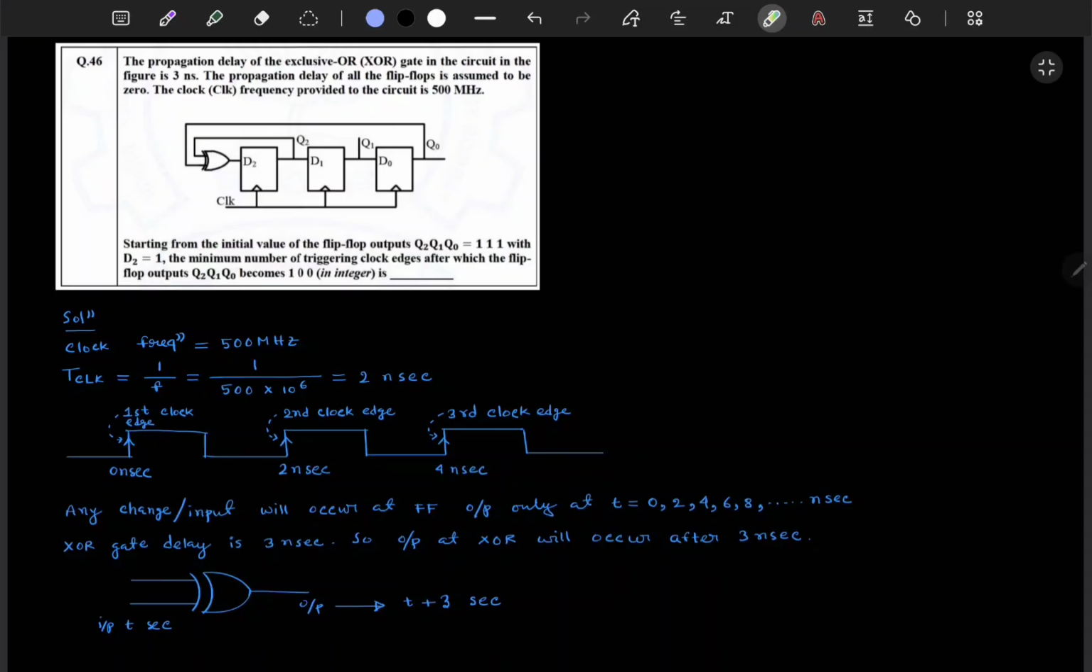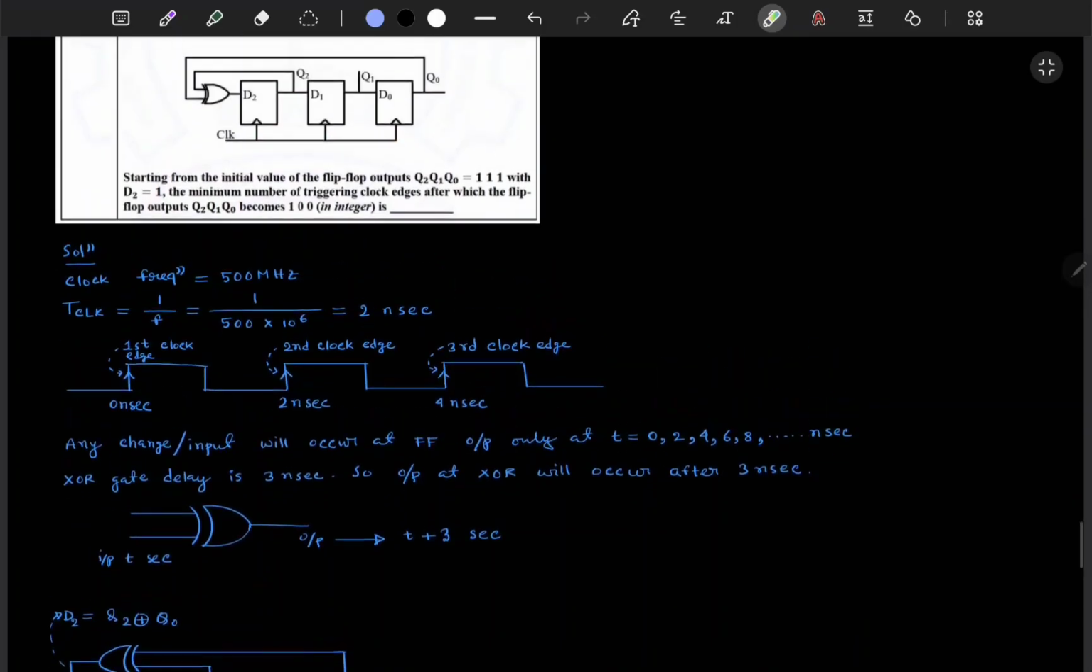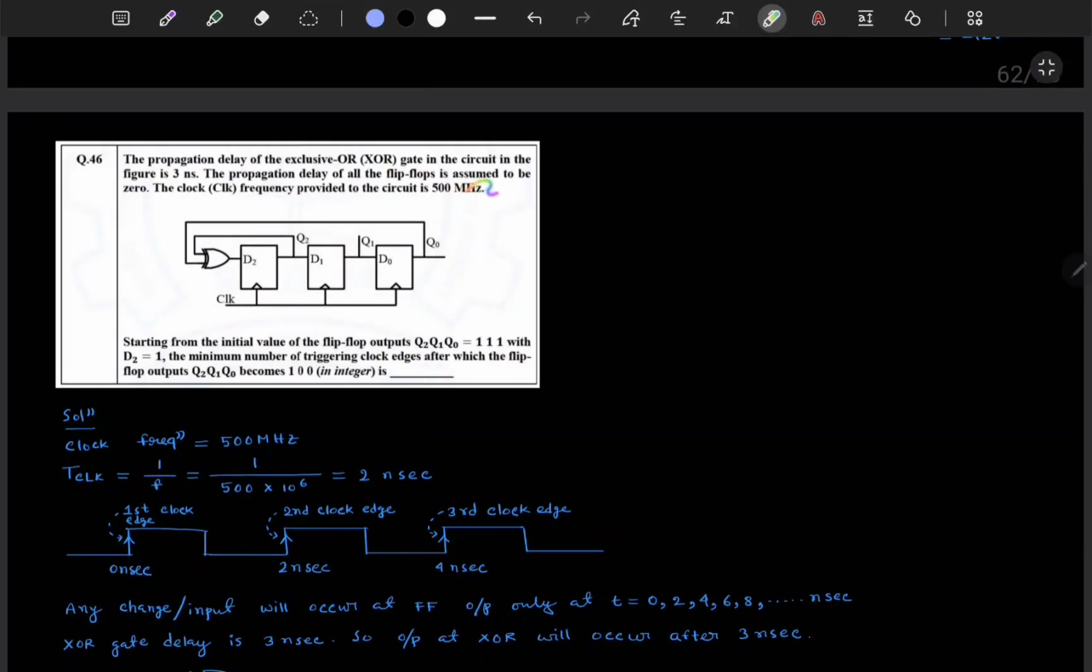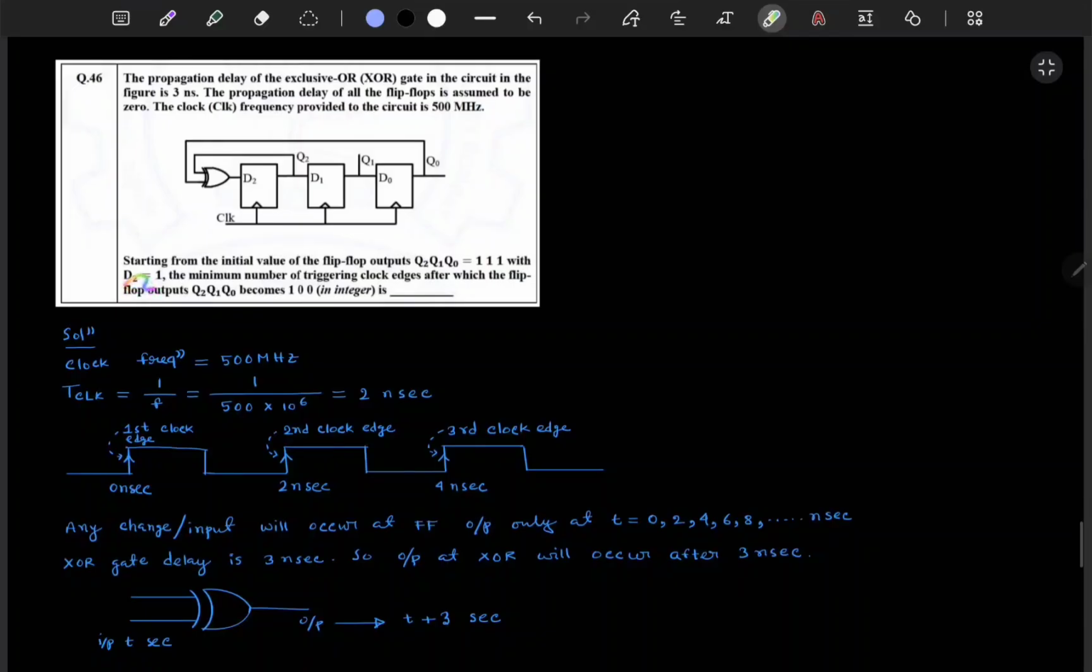So within 1 second this many clocks we are providing, that you can understand. Starting from the initial value of the flip-flop, it is 111 and D2 is 1. The minimum number of triggering clock edges after which the flip-flop outputs Q2, Q1, Q0 become 100 is asked. So after how many clock edges the flip-flop output becomes 100, we need to find out.